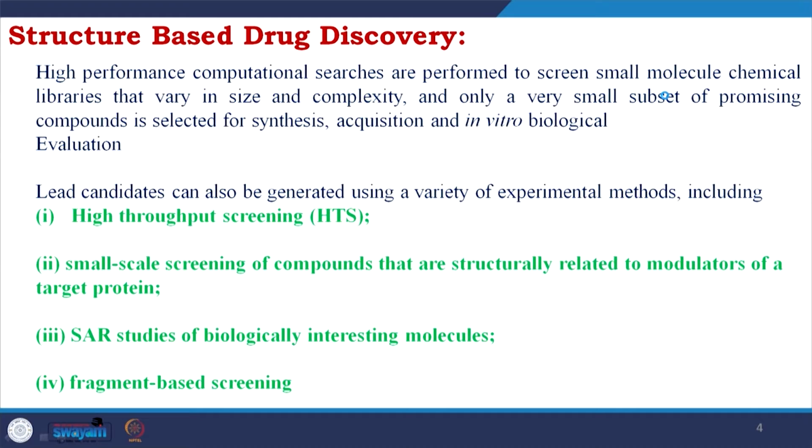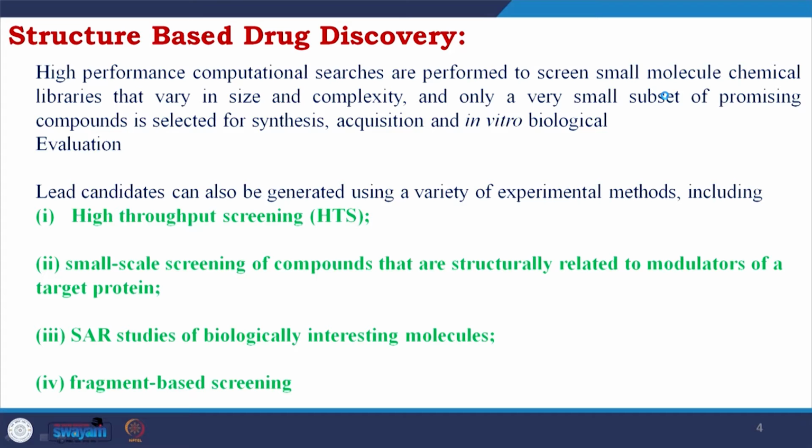So, lead candidates can also be generated using a variety of experimental methods, including high throughput screening, which we talked about. You have a lot of, let us say, plant products, medicinal products, you bring them, you have a disease, let us say you have a specific type of cancer, you have diabetes, you have high blood pressure, you have cells and you have assays initially which we do. If you know the protein target, we do in vitro study. If you go to cells, you do cell based study and then you do mouse based study. So, that is high throughput screening.